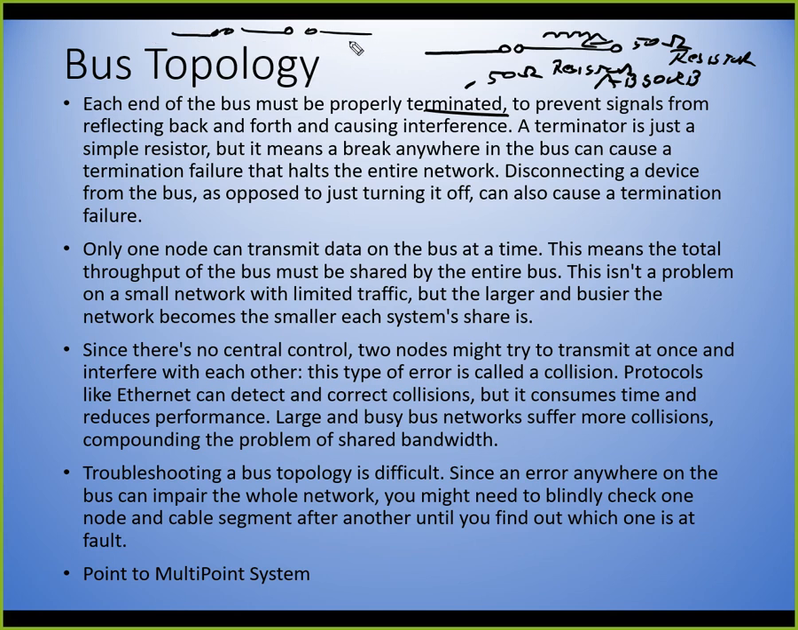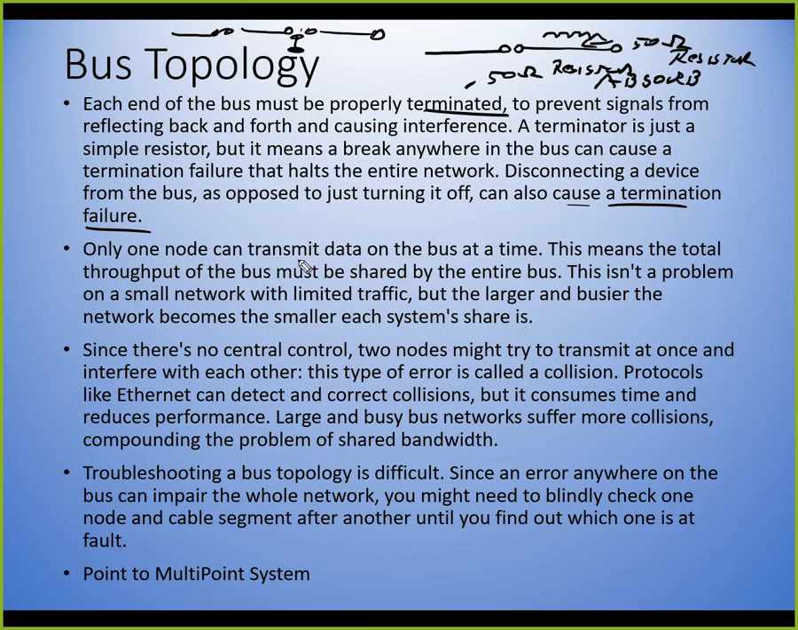So a break anywhere on the bus is going to bring it down. Disconnecting a device from the bus, as opposed to just turning it off, can also cause a termination failure. That's straight out of the book. I worked on one of these things for 4 or 5 years, and disconnecting the device from the NIC never did that to us. If we took it out from one of the T connectors in the bus, it absolutely would do that. If you didn't have a terminating resistor, it absolutely would not work.